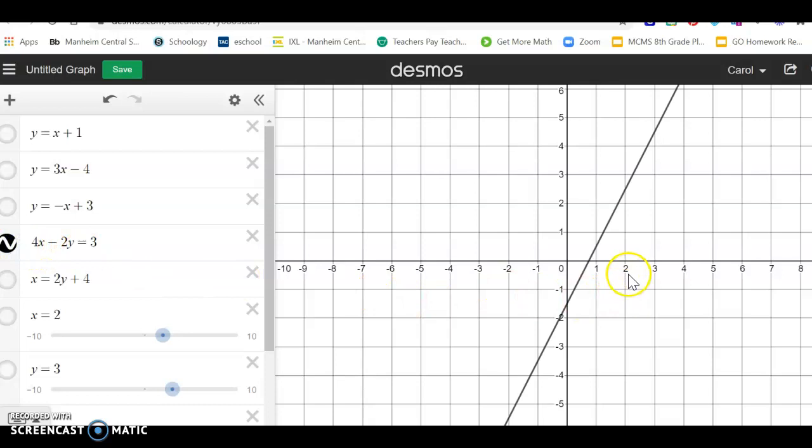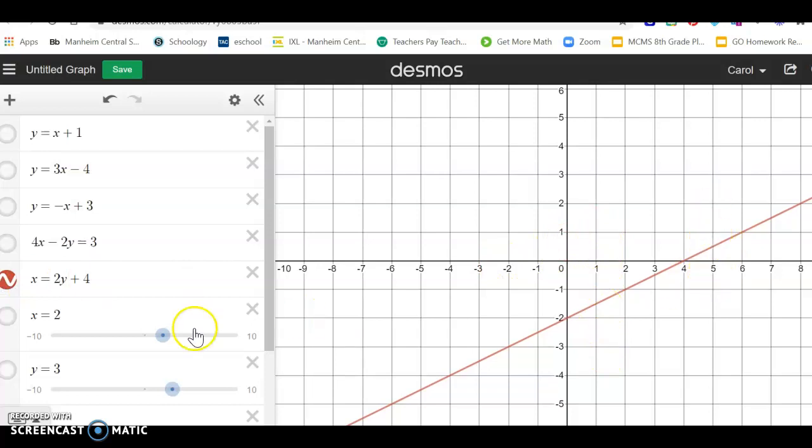Is this a function? Again, if I draw a vertical line, it's only going to cross in one place. So this one is also a function. Let's look at the next one down. Is this a function? Yes, a vertical line only crosses in one place, no matter where I would put that vertical line. How about this one, x equals 2? That's this vertical line straight up and down. Is this a function?